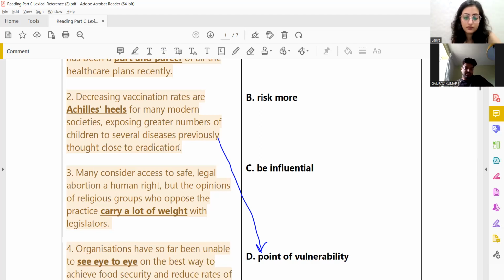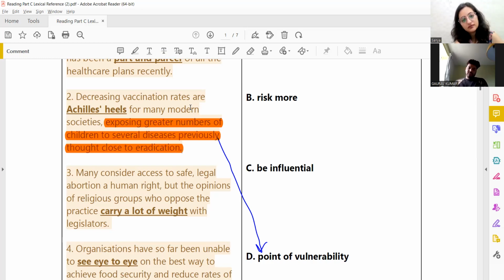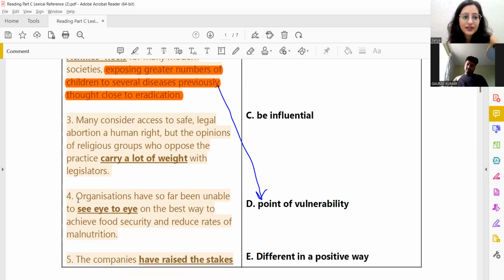I think it's several diseases which were previously close to eradication. So it's a threat like that. Yeah, exactly. It's a threat, exposing them to several diseases, that's making them vulnerable to the diseases. It's a threat. Yes, good. Let's look at the third one.